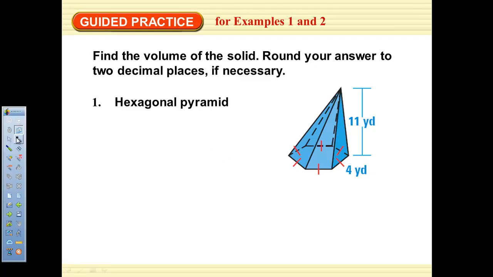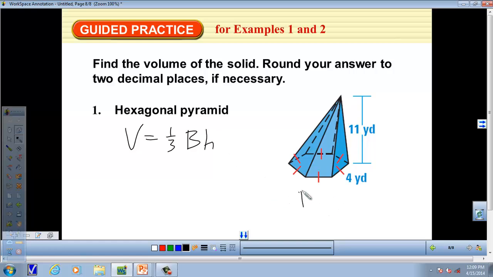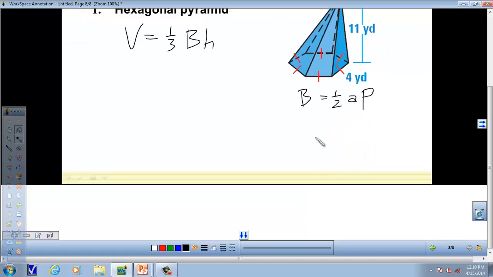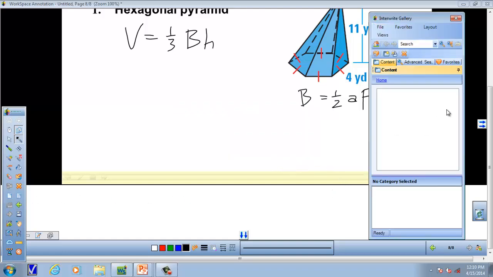And here's another one where we have to find the volume. For this one, remember again, it's volume equals 1/3 area of the base times the height. To find the area of the base, we're going to have to do 1/2 ap. And we know the length of one side is 4. I'm going to go ahead and pull out a hexagon here. If you give me just a sec.